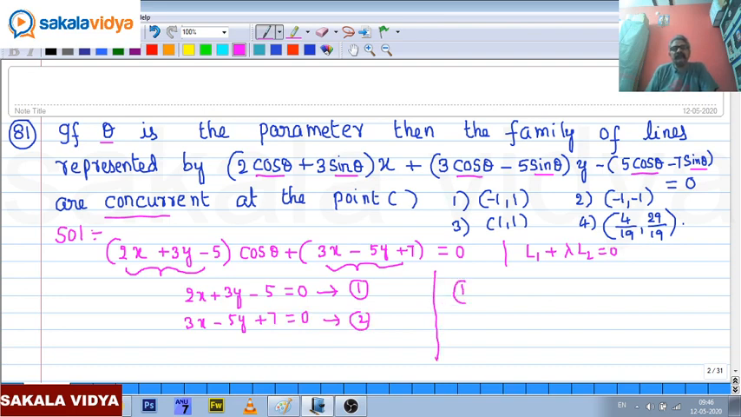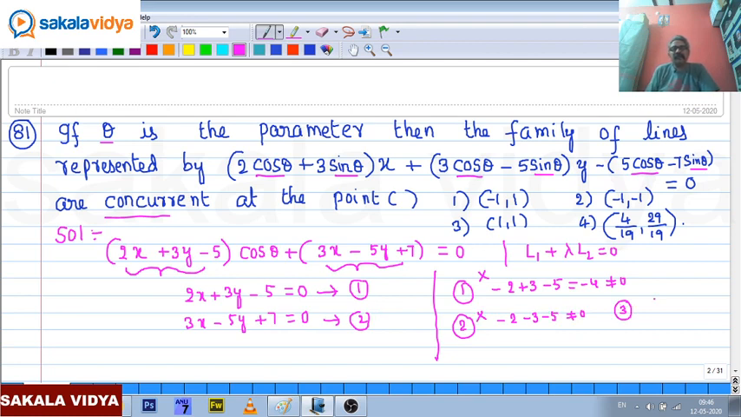First option, substitute in the first equation. What do you get now? Minus 2 plus 3 minus 5. 3 minus 2 is 1, minus 4. So minus 4 does not equal to 0. So first option is incorrect. Go to the second option. Substitute here minus 2, minus 3 and minus 5 does not equal to 0. Second option is eliminated. Go to the third option.